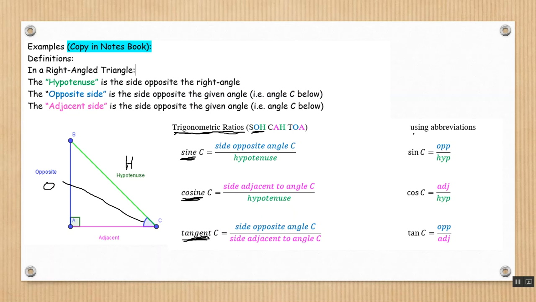You'll notice that we do use abbreviations. So we say sin C equals opposite over hypotenuse. For cosine, we have adjacent, so this one, over hypotenuse. The abbreviation is cos C. Cos C equals adjacent over hypotenuse. And the last one, the tangent ratio, is tan C equals opposite over adjacent.